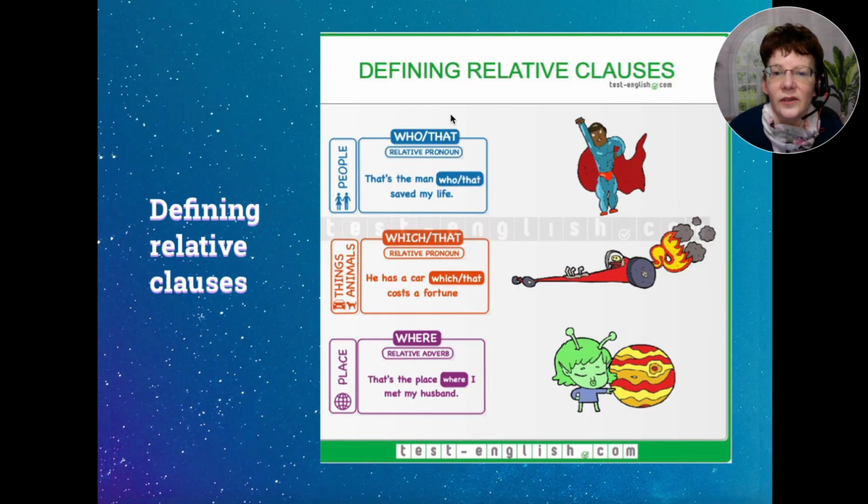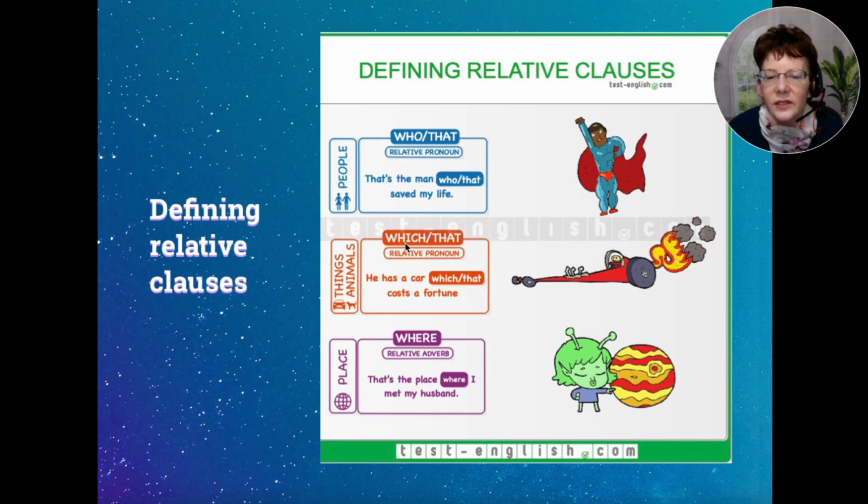All right, so looking at this table or chart quickly, I will give you an overview. So defining relative clauses. The first one is about people. We use who, or we can use that. This is a relative pronoun. For example, that's the man who or that saved my life.